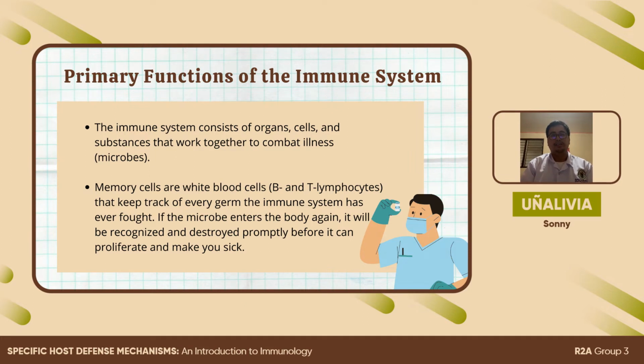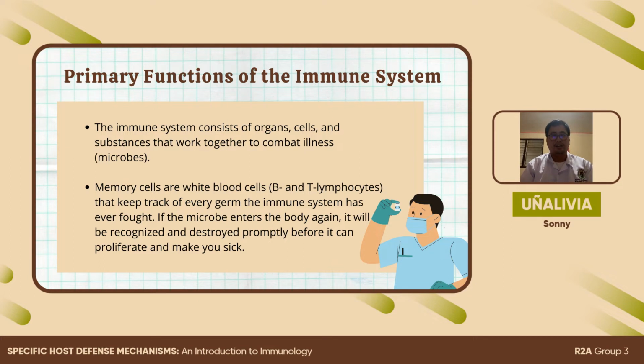Firstly, the immune system consists of organs, cells, and substances that work together to combat illnesses, or what are known as microbes. White blood cells, antibodies, the complement system, the lymphatic system, the spleen, the thymus, and the bone marrow are the key components of the immune system.